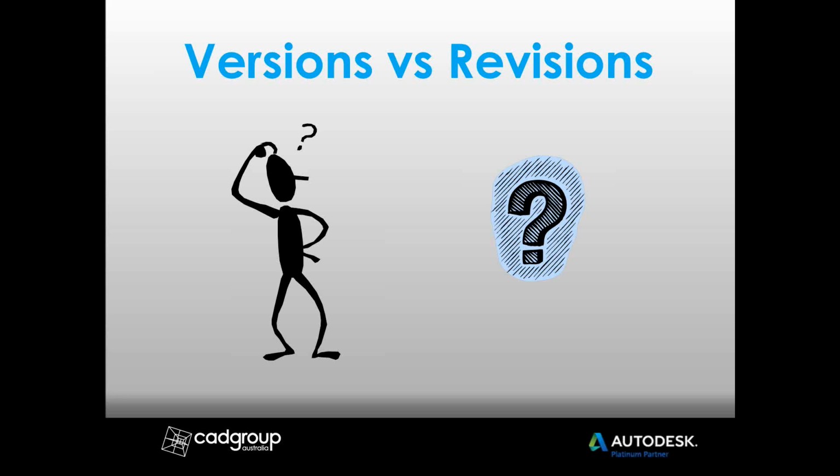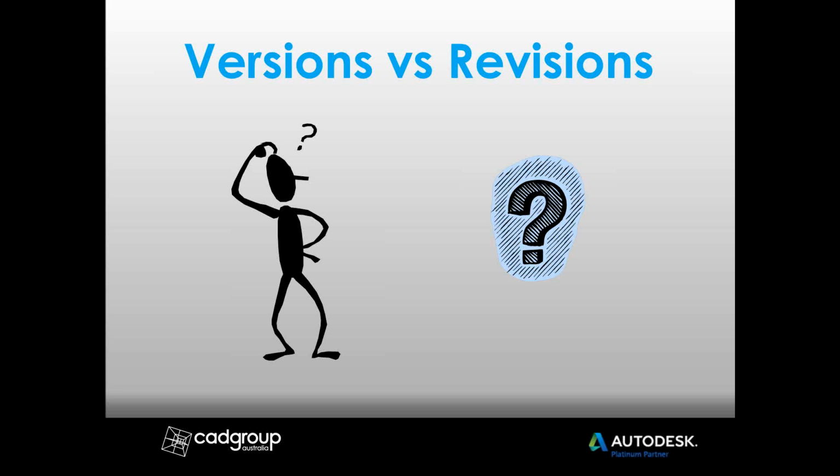Only when the user does some sort of revision bumping action will a new revision be created. A way to do this in Vault Professional is by using the revise command. So this will up the revision from revision A to revision B, and then any subsequent edits will be collected within that revision B.